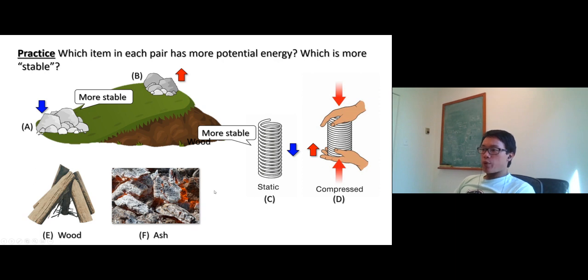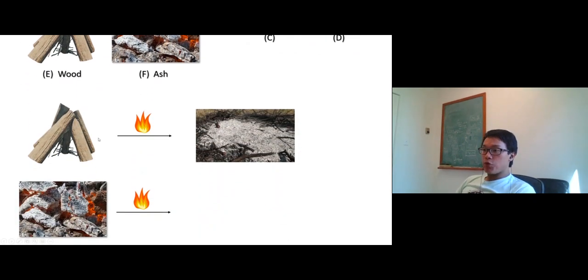Next one, we have wood and we have ash. Which one has more potential energy? Well, wood has higher potential energy and ash has lower, right? And here's the reason why. If you heat up wood, like burn wood, you get ash. And if you burn ash, what do you get? You get nothing. There's no reaction, right? So ash is more stable than the wood. It can't do any reaction. So high potential energy, low potential energy, so more stable. Ash is more stable. Okay, let's move on to the next video.